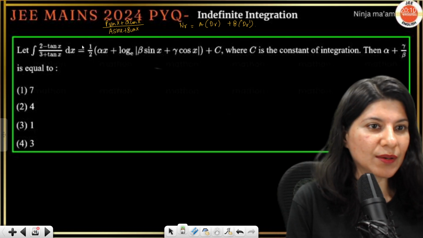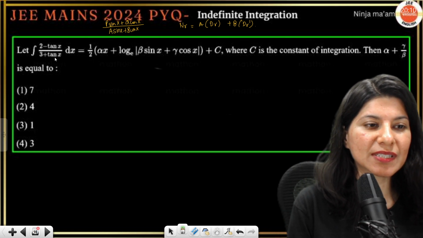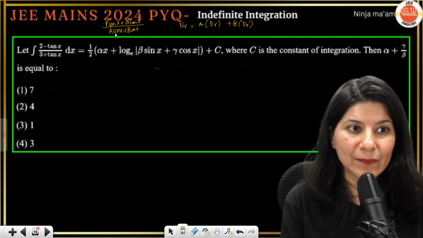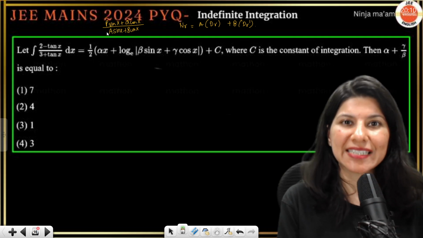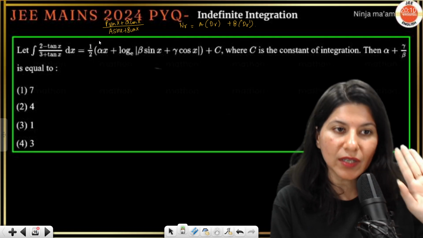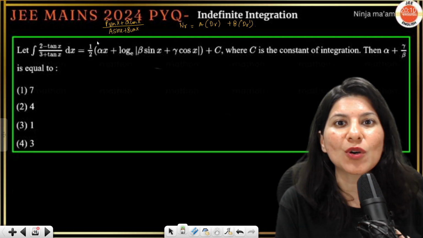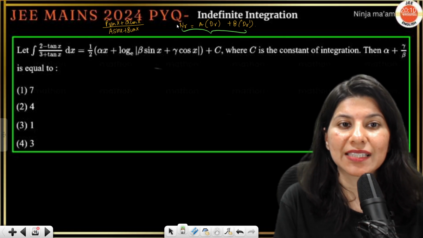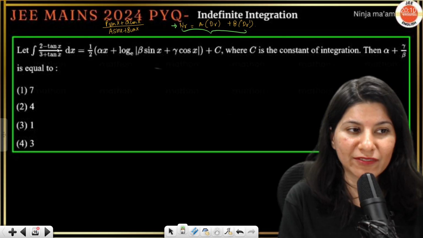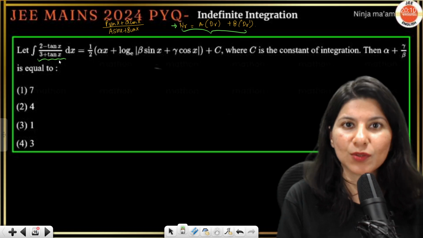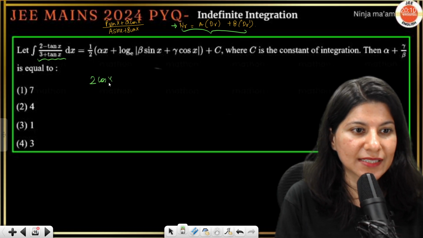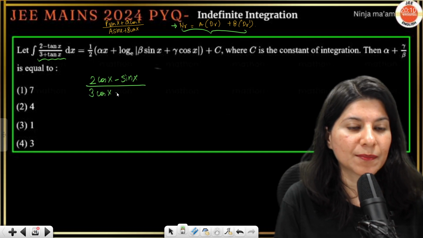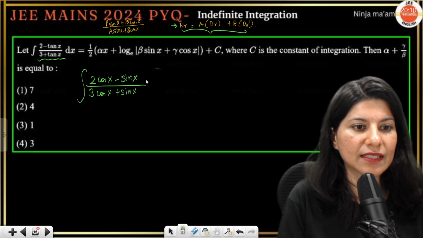Okay, so again, (2 - tan x)/(3 + tan x) we have to integrate. And obviously, I have told you that whenever you see an expression of sin x and cos x in the numerator and an expression of sin x and cos x in the denominator, what you need to do is use this. Let's come back. First of all, let's convert this into sine and cos. So the integral of (2 cos x - sin x)/(3 cos x + sin x) dx.